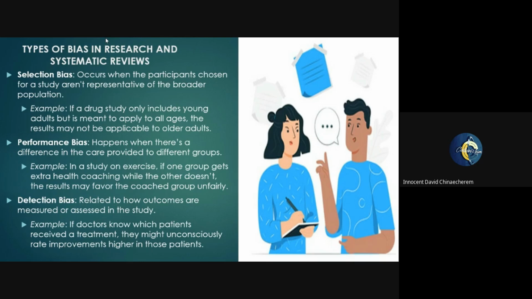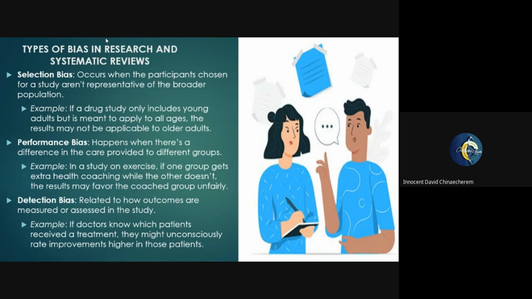So some of these biases in research, first of all, could be selection bias. That means when you're doing your primary study, it's possible that it occurs when participants chosen for a study aren't representative of the broader population. For example, let's say you're doing a drug study that includes young adults, but it's meant to apply to all ages. The study is supposed to be for all categories of the population, but you now include only young adults. So when you make conclusions for everybody generally, it might not really apply to what? Older adults.